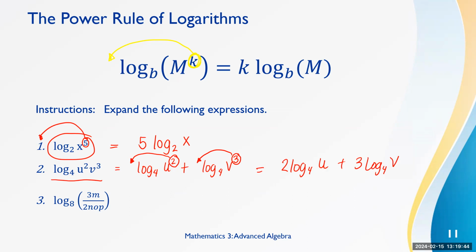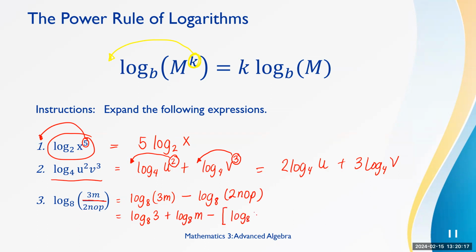And last example, we have a division symbol. So first apply the quotient rule. So this is log base 8 of 3m minus log base 8 of 2nop. Okay? So applying the product rule here, this is log base 8 of 3 plus log base 8 of m minus the quantity log base 8 of 2 plus log base 8 of n plus log base 8 of o plus log base 8 of p.